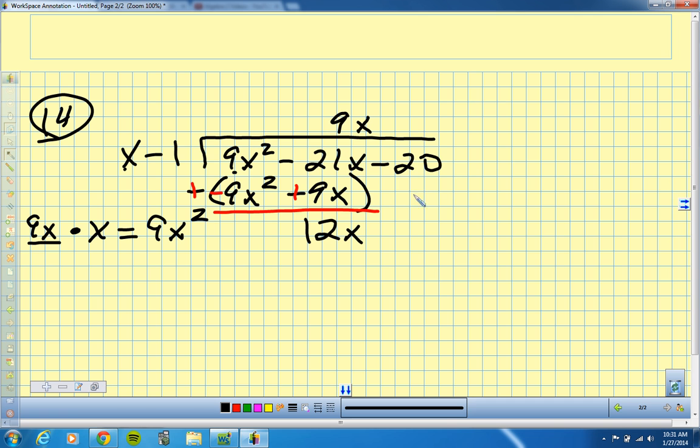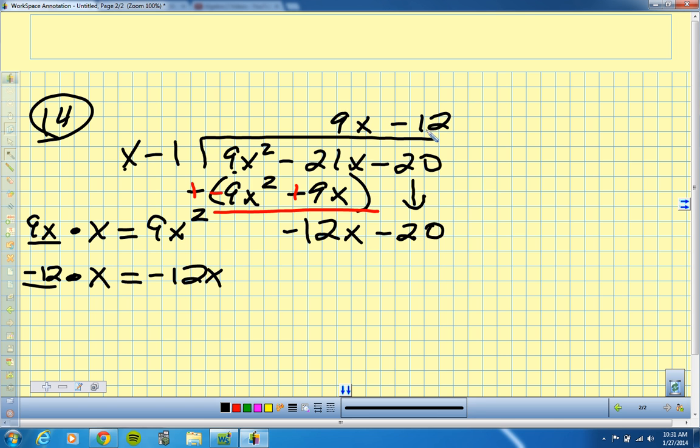So 12x, bring my negative 20 down. Negative 12x. And then bring my, again, negative 20 here. Okay, so now I'm saying what times x equals negative 12x. So negative 12. So if this little side thing helps you, do it. If it doesn't and you don't need to, then don't do it. No biggie. So we have negative 12 here.